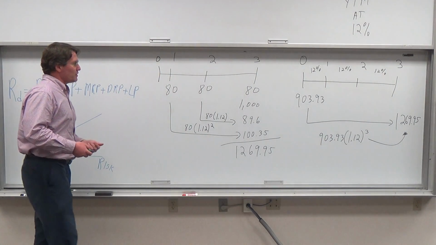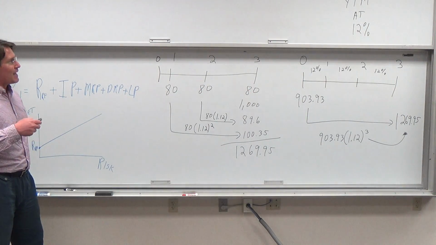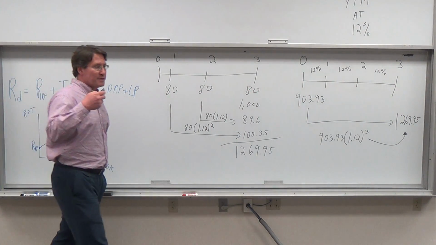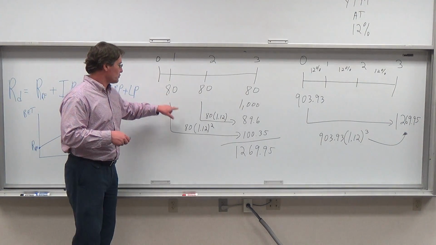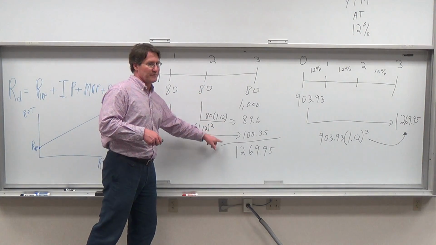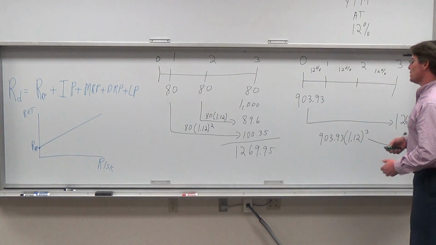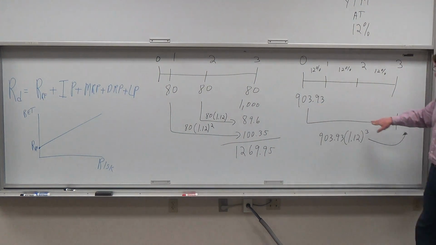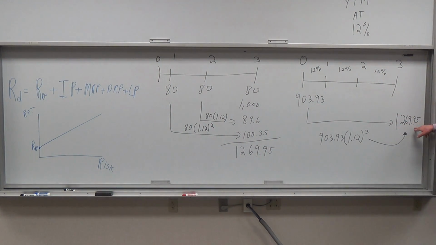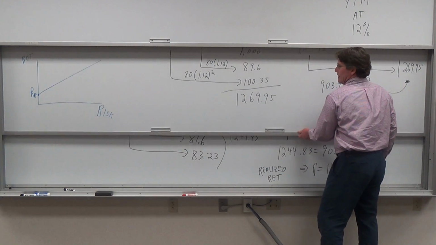So what we're showing you is when you receive your interest payments and you got a yield to maturity of 12%, the assumption you make, which is extremely important, is that this cash flow is reinvested at 12% and this cash flow is reinvested at 12%. To prove that to you, the question is, what must r be equal to for my 903.93 to grow to 1269.95? That's the question.